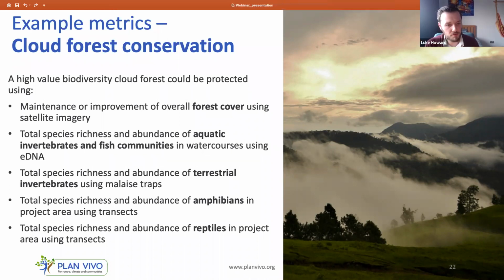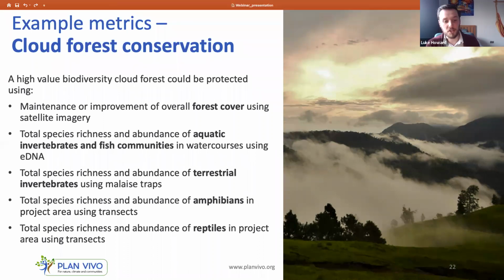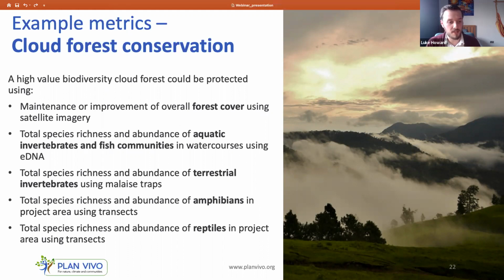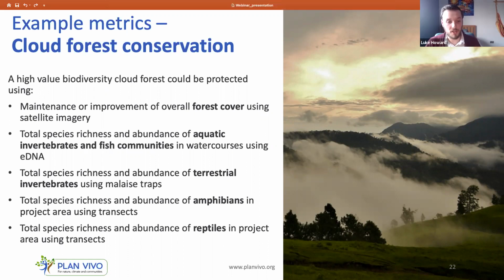And then we could have a few different abundance-based metrics. So one that looks at invertebrates and fish communities, another looking at terrestrial invertebrates, one looking at amphibians, and a final one looking at reptiles. And each one using appropriate ways to sample the data. So one is looking at eDNA in watercourses, another using malaise traps, and then two of them are using transects. And I think it's important to highlight in this what I was talking about earlier, in that these are abundance-based metrics that try to work across large assemblages of species rather than just individual species. So giving a better representation of the biodiversity within that ecosystem.